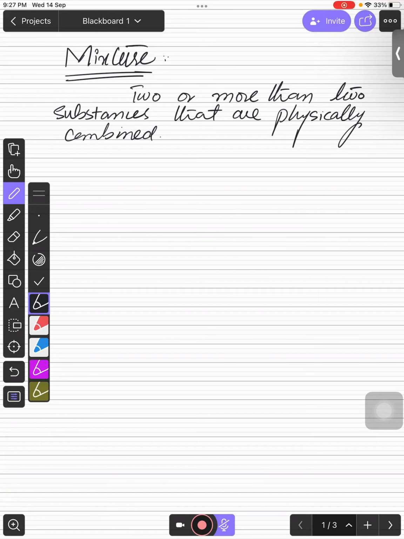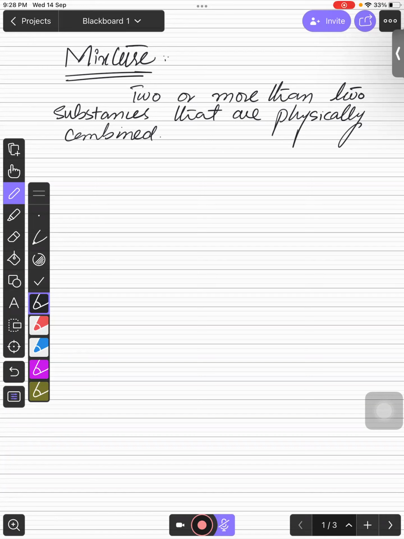Sand and water. Rooh Afza and water. Rooh Afza can be in water, and sand and water, yes, you can say that it's a mixture, right? Even if the substance is soluble or insoluble, they can be a mixture. Oil and water, you can say that this is also a mixture, right?